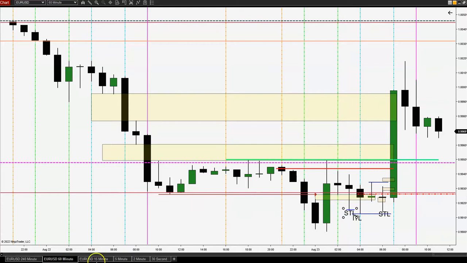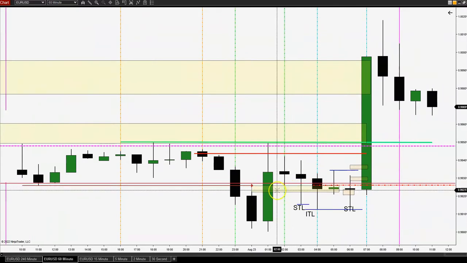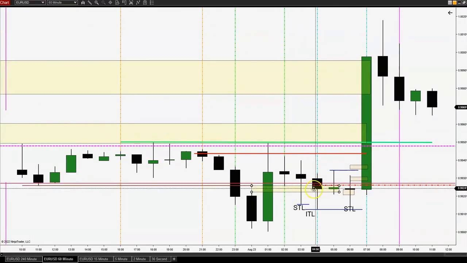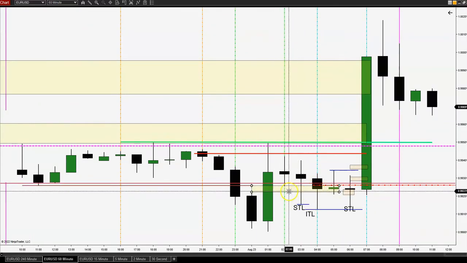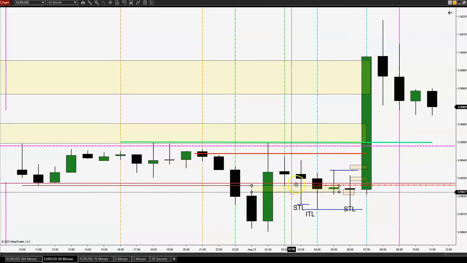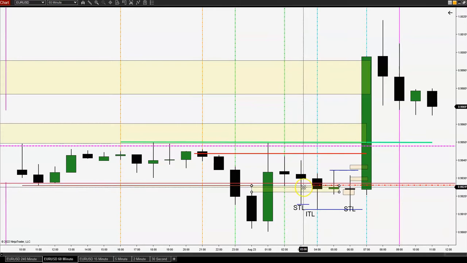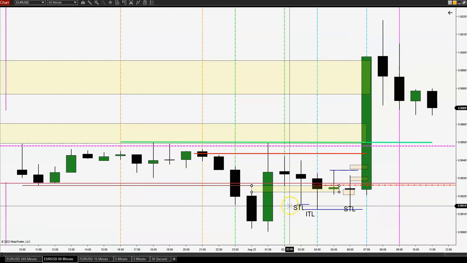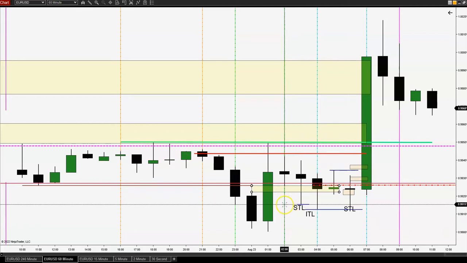Now, to expand more into the ITL and STL concepts that ICT teaches, let me drop down to the 15-minute. But before we do, we have this 60-minute fair value gap, and then we also have this 60-minute fair value gap, and then lastly, we have a small 60-minute fair value gap in here. Anytime a market comes down to a fair value area to rebalance, that, according to ICT, is considered an ITL. ITL or ITH, intermediate low or intermediate high.